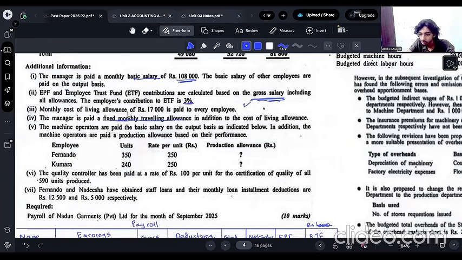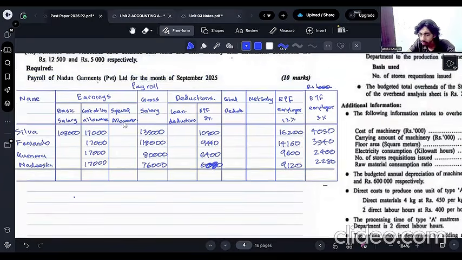The manager is paid a fixed monthly traveling allowance in addition to the cost of living allowance. How do we find that? They have not given the value. Now you know the gross salary. From the gross salary, if you deduct the basic salary and cost of living allowance, you can find the special allowance. 135,000 minus 17,000 cost of living allowance minus basic salary 108,000. Special allowance is 10,000. The traveling allowance is 10,000 for him.